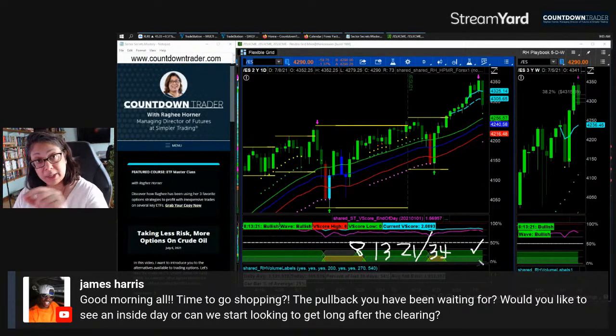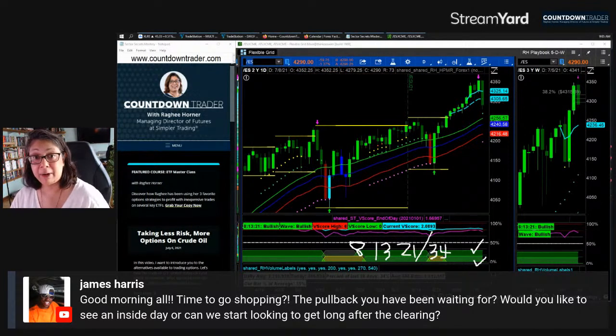8, 13, 21 top row, 34 bottom row. Now, sometimes you'll see a market that's sort of half stacked. 8, 13, 21 are suggesting near-term momentum and sentiment are moving higher. The 34 is lagging behind. And a lot of folks, because they don't separate, confuse a half stack with a full stack.